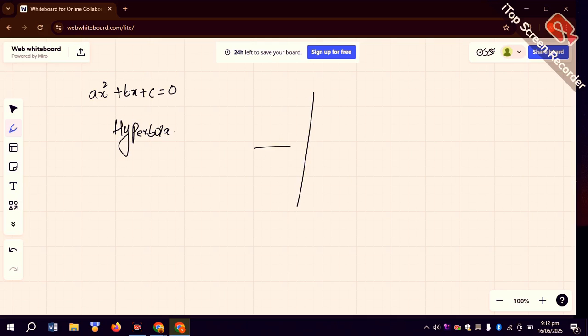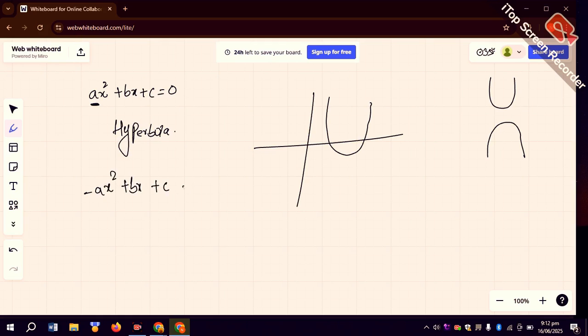Now, in a graph, you can have a parabola in two ways. Either this way in a U shape, we can say that it's a happy face, or in the form of a sad face. Remember, whenever you have a positive value of a with x squared, your graph will be this way, a happy face. And if you have a negative a, for example negative a x squared plus bx plus c is equal to 0, then your graph will be this way. We say that this is a sad face.